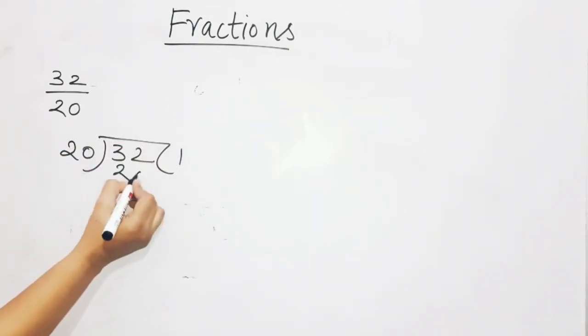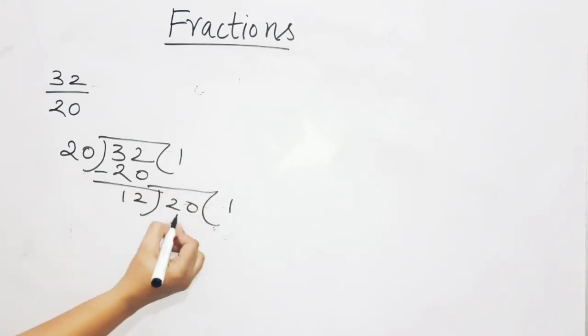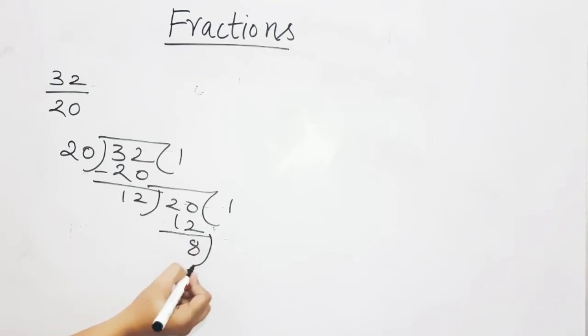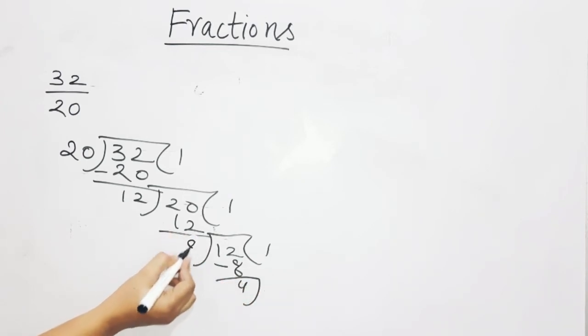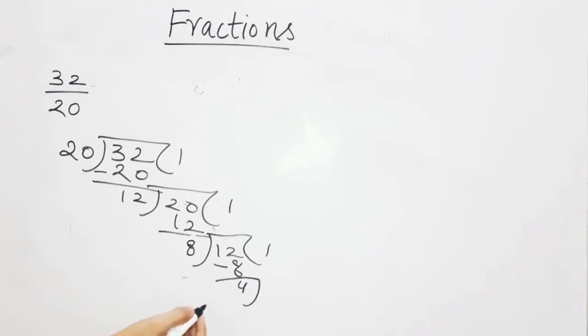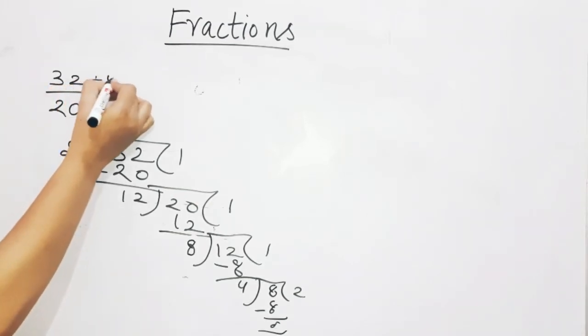So 20 ones are 20. Now 12 ones are 12. Again 8 ones are 8. Again, yes, 8 came here, okay. 8 ones are 8. Now again 4 twos are 8. So what is the HCF of these two numbers? The HCF of these two numbers is 4. So I am going to divide both by 4.